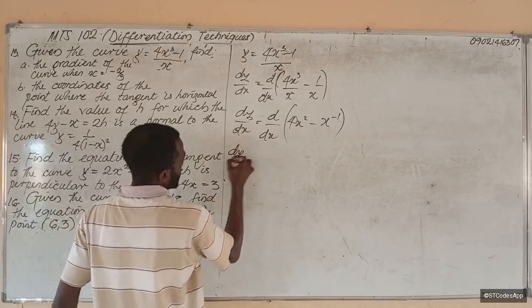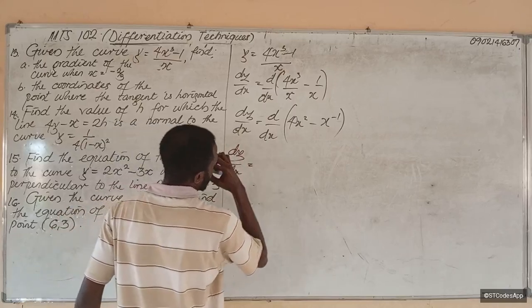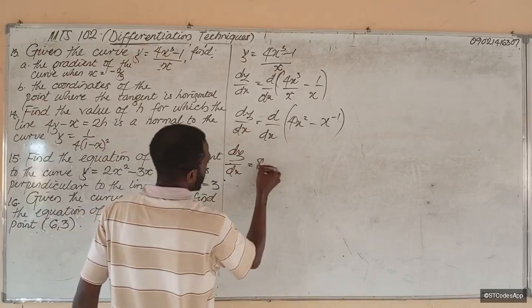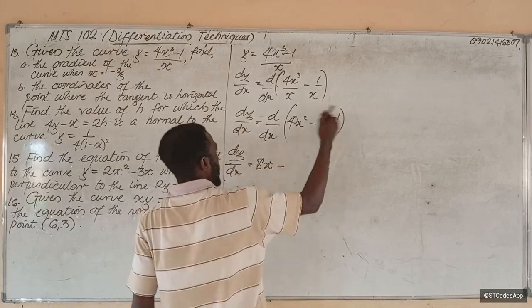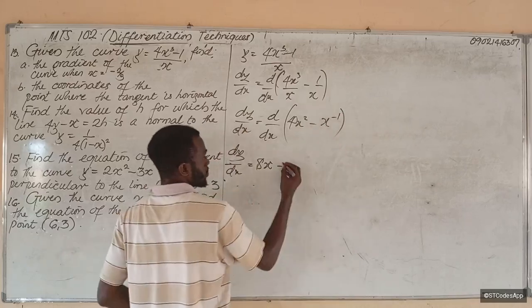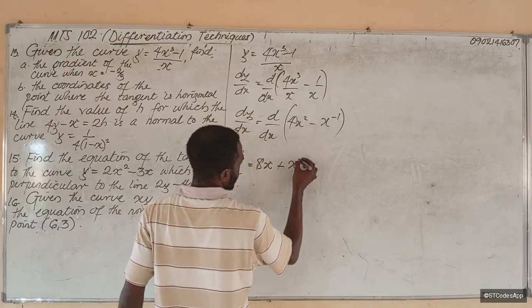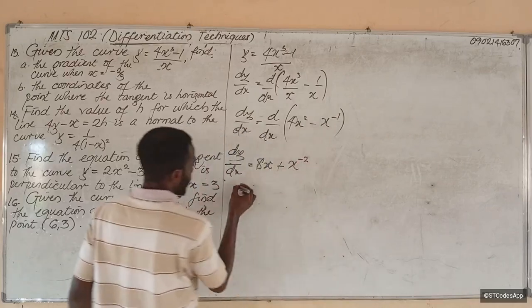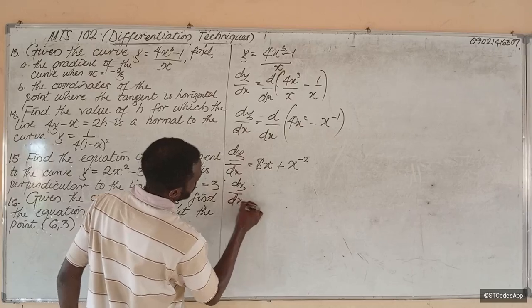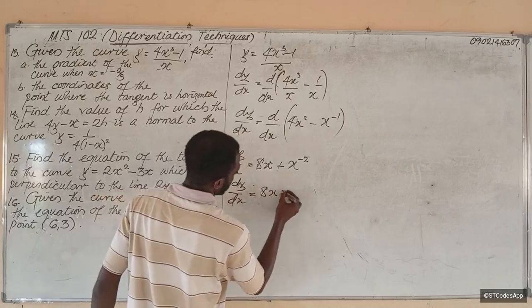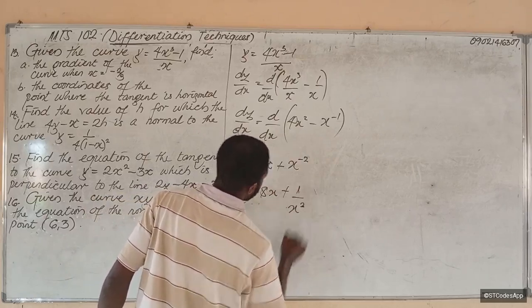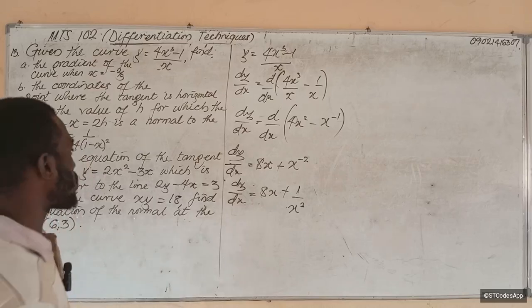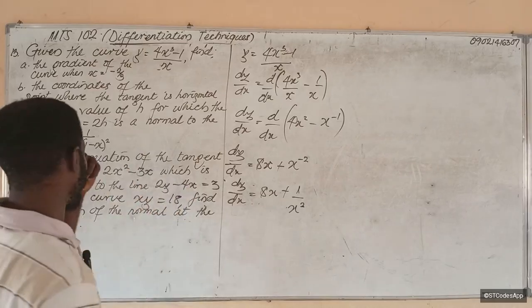So I have dy/dx equal to, I differentiate this, 8x, minus comes down, becomes minus and minus plus 1, that is x to the power minus 2. So my dy/dx is equal to 8x plus 1 over x squared. Alright, so this is my dy/dx.